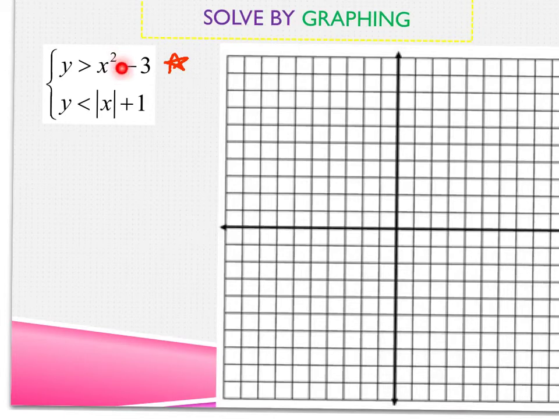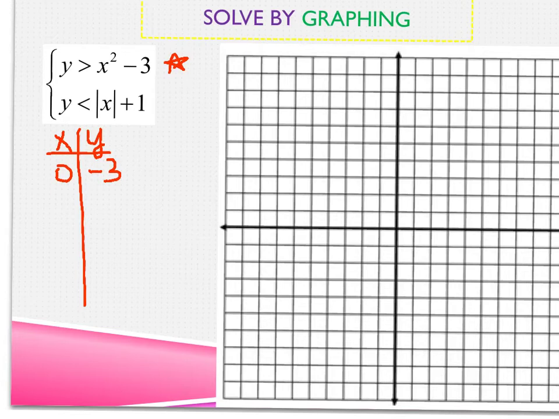Alright, so now we're going to look at a system that is a quadratic function and an absolute value function. So I'm going to have a u and I'm going to have a v, and I'm going to look where they overlap. So first, for the quadratic, remember to find the vertex we do negative b over 2a. Here there is no b, so that means it's going to be 0. So when I plug in 0, I get just negative 3.